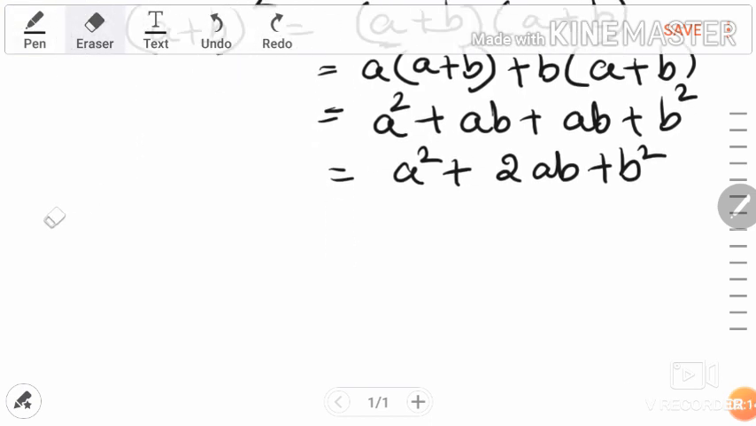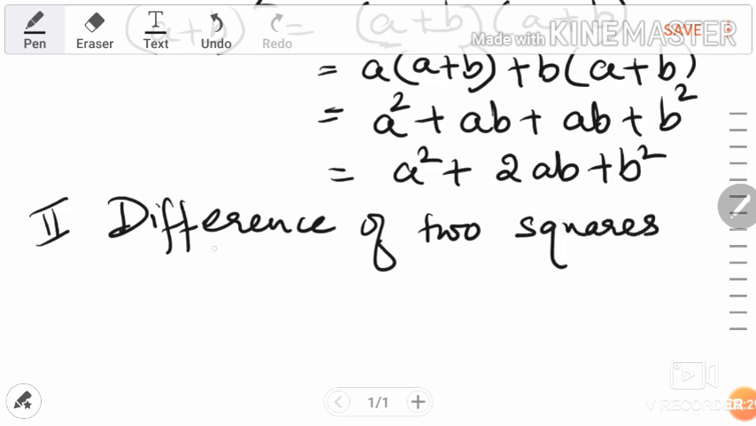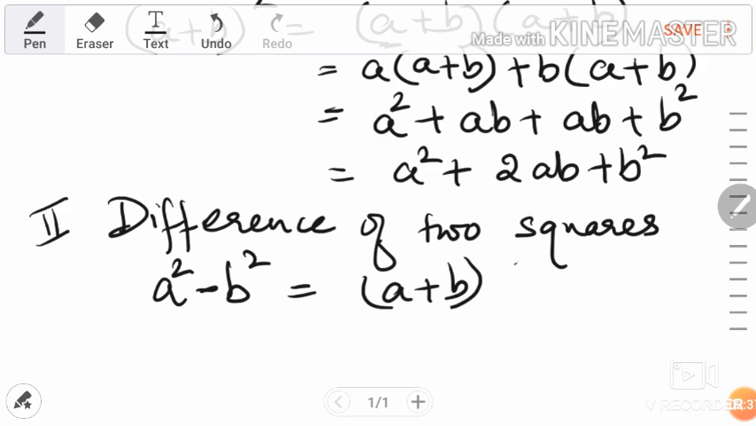Then the second type of identity that you have studied in lower class is the difference of two squares. That is a square minus b square can be written as a plus b into a minus b. You have been using this identity in this chapter throughout.